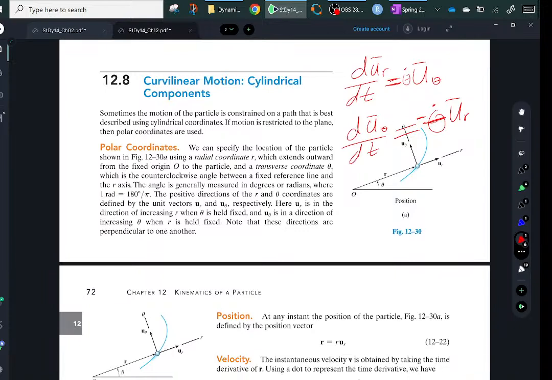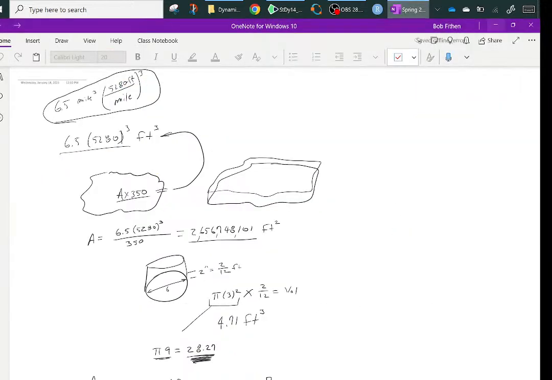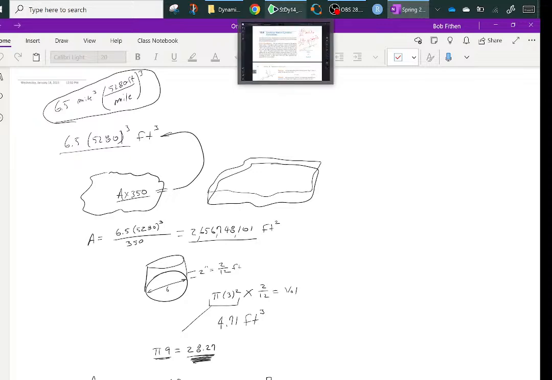Well, you use, okay, so you can use 12.14. Okay, wait a minute.